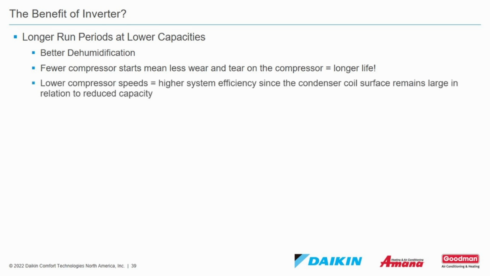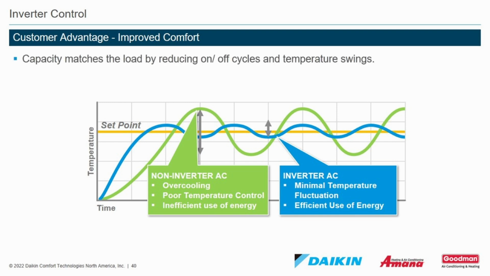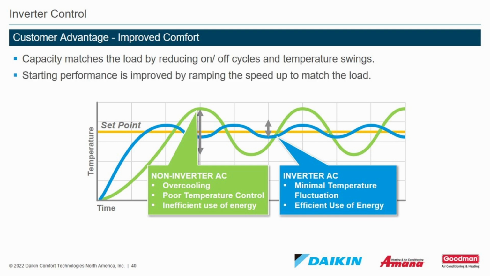Lower compressor speeds equals higher system efficiency since the condenser coil surface remains large in relation to the reduced capacity. Higher efficiency equals lower electric bills. Customer advantage: improved comfort. Capacity matches the load by reducing on and off cycles and temperature swings. Starting performance is improved by ramping the speed up to match the load.